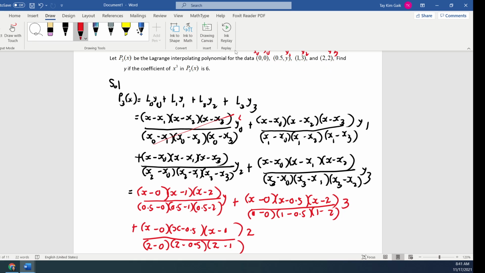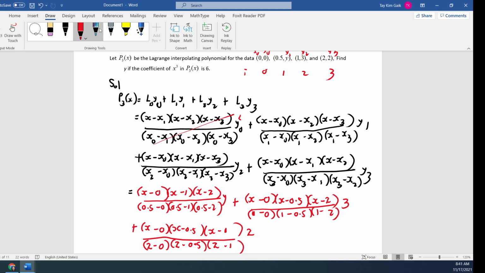Okay, this is actually 0, 1, 2, 3. This is L1, y1. So you are standing here. So x minus 0, x minus 1, x minus 2, and then x1, which is 0.5, multiplied by y1, which is 1.